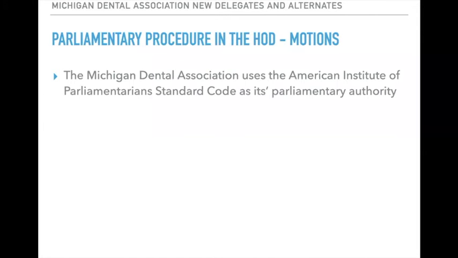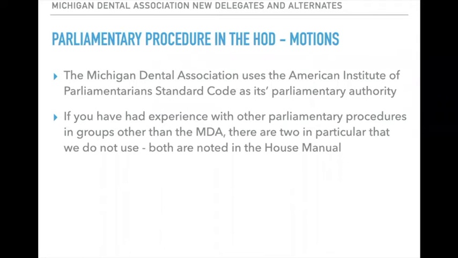So as I said a moment ago, we use the American Institute of Parliamentarians Standard Code as our parliamentary authority. For those who've worked under Robert's Rules in the past, there are two main ones. There are a number of other ones as well. This is what ours uses, the AIP-SC. I should throw that acronym out, just for fun for some of those parliamentary geeks that are out there like me. If you've had experience with other ones, there are two things in particular that we don't use. So again, if you've used Robert's Rules or one of the other types of parliamentary authorities in the past, these are noted in our House manual.